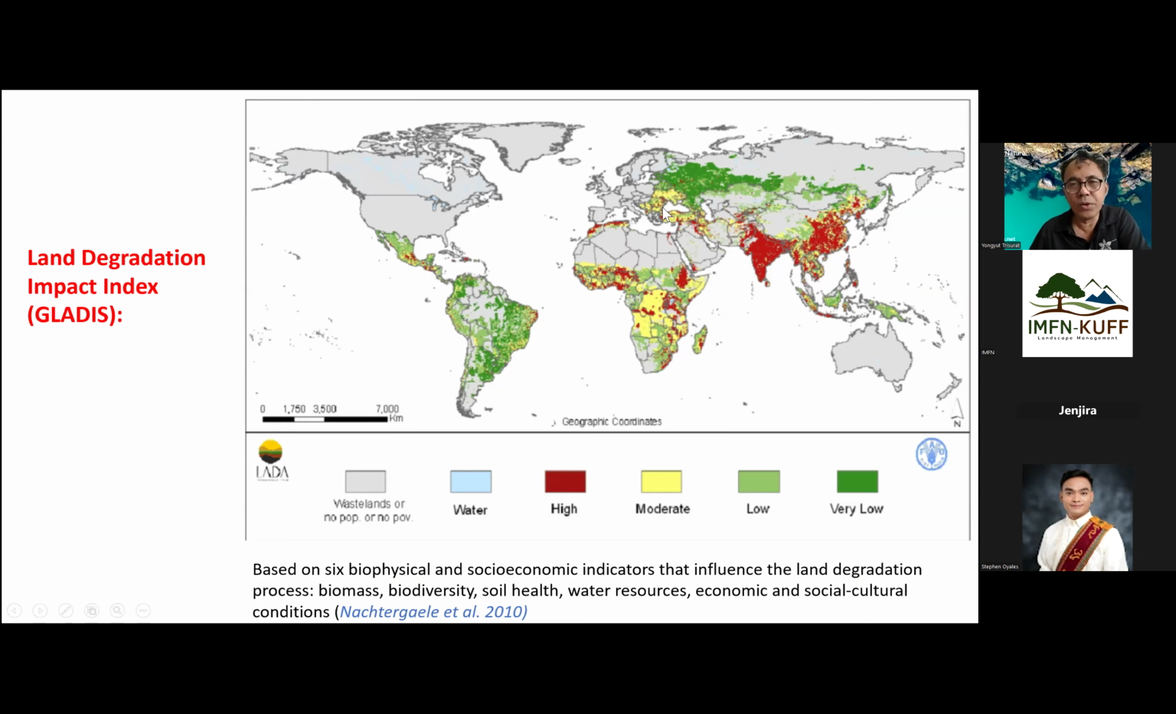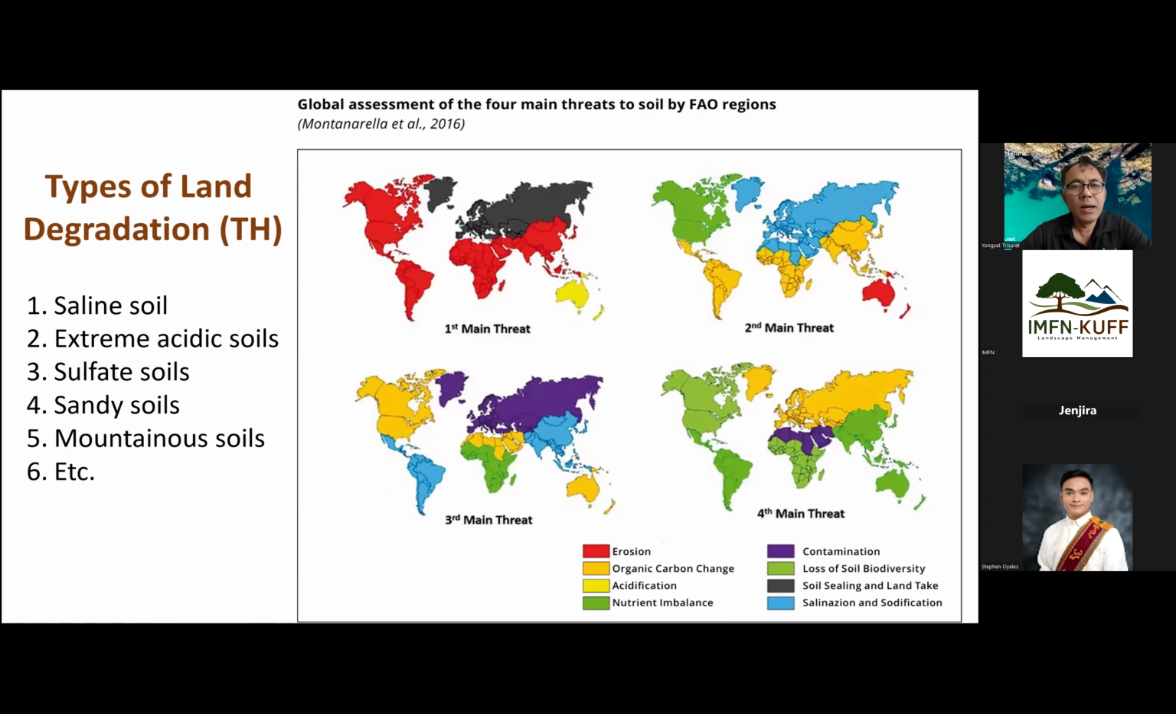So you see, the gray one shows no data or no report. If data is available, it becomes the red one, similar to India, and a lot of area in Mongolia, in Myanmar, and in China is also classified as high land degradation according to the GLADIS index. But European countries don't have the problem. Okay, so how about Thailand?